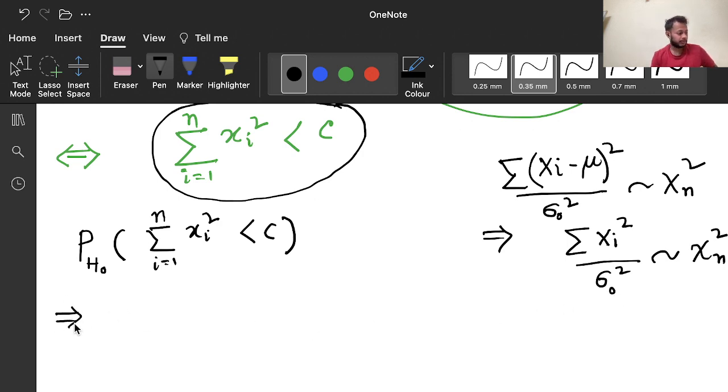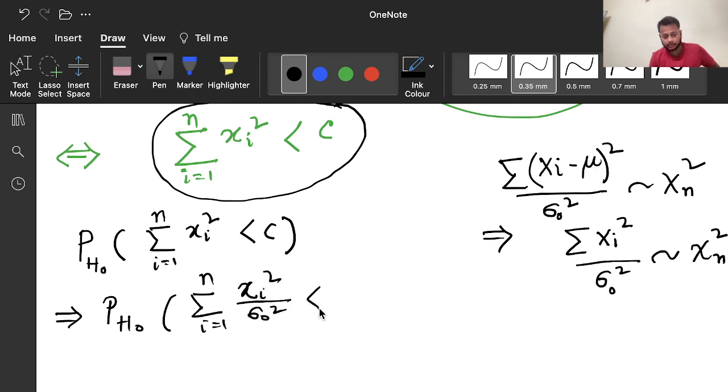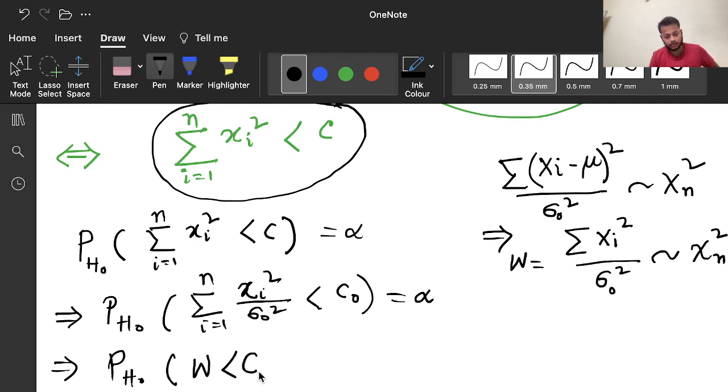So this means probability under H0, summation 1 to n xi square divided by sigma 0 square, less than some another constant, suppose C0, is alpha, and suppose this variable is w, then w is less than C0, that probability is alpha.